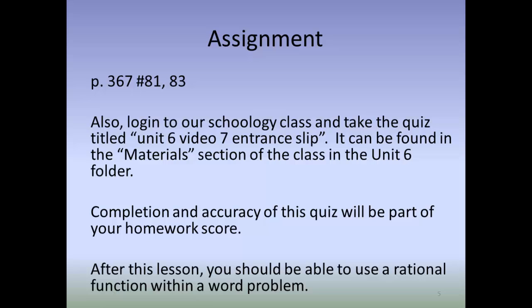So, very short assignment. I'd like you to take a look at page 367 and try numbers 81 and 83. The answers are in the back of the book there. Also, make sure you log on to your Schoology class and take that quiz that's titled Unit 6, Video 7 Entrance Slip. You know where to find it. The completion and accuracy of this quiz will be a part of your homework score. After this lesson, you should be able to use a rational function within a word problem. All right, we'll see you in class.